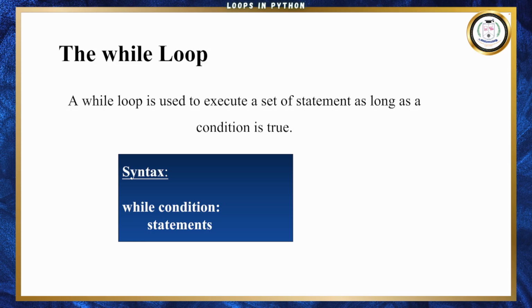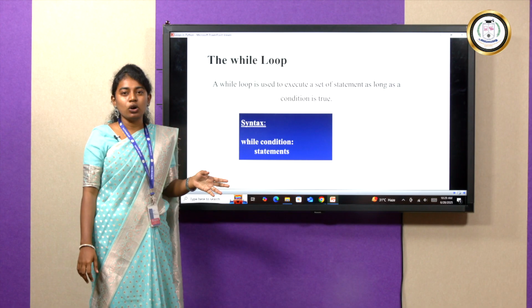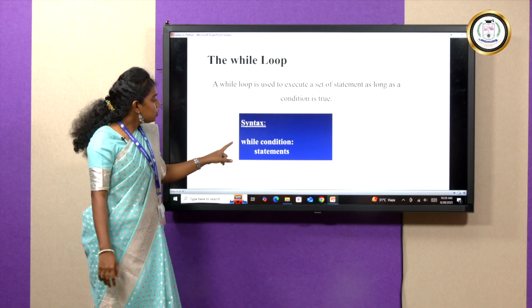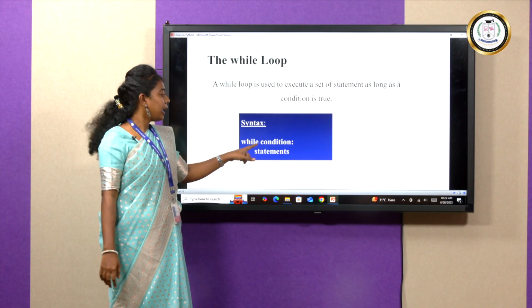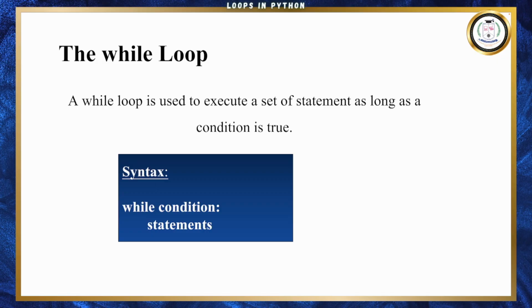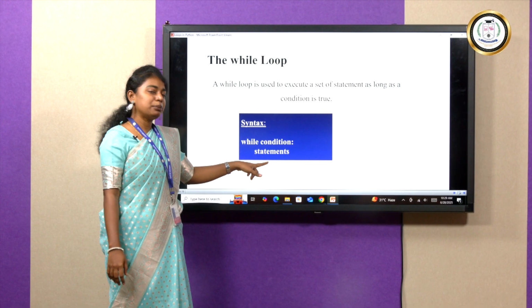So the next loop is the while loop. In the while loop, you have a condition. You can provide the condition, and as long as the condition is true, the loop keeps executing. Once the condition becomes false, it will stop the loop. So here, this is the keyword while, and then you give the condition, whatever condition you're going to give. It can be a Boolean condition, and then a colon and the statement which you're going to do.